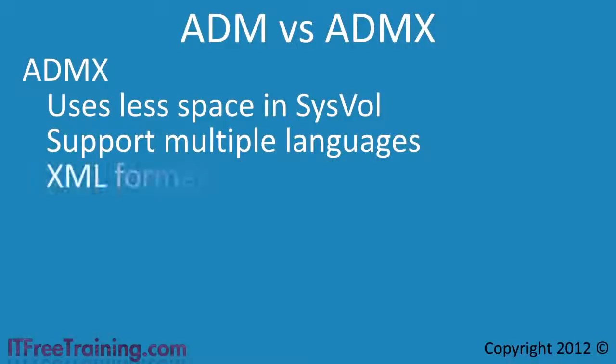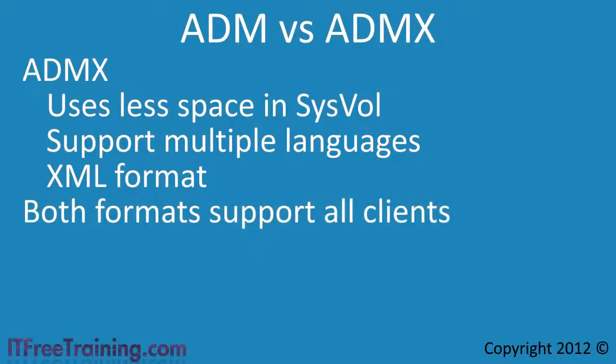ADMX files are in XML format rather than the in-house format used by ADM. This makes them easier to understand and also makes it easier to create custom ADMX files if required. Since both file formats output the same setting file, this means that both ADM and ADMX files will work with your existing group policy clients. For example, you could create a group policy using ADMX, which will work on Windows XP. The choice of file format does not affect which clients it will work on.